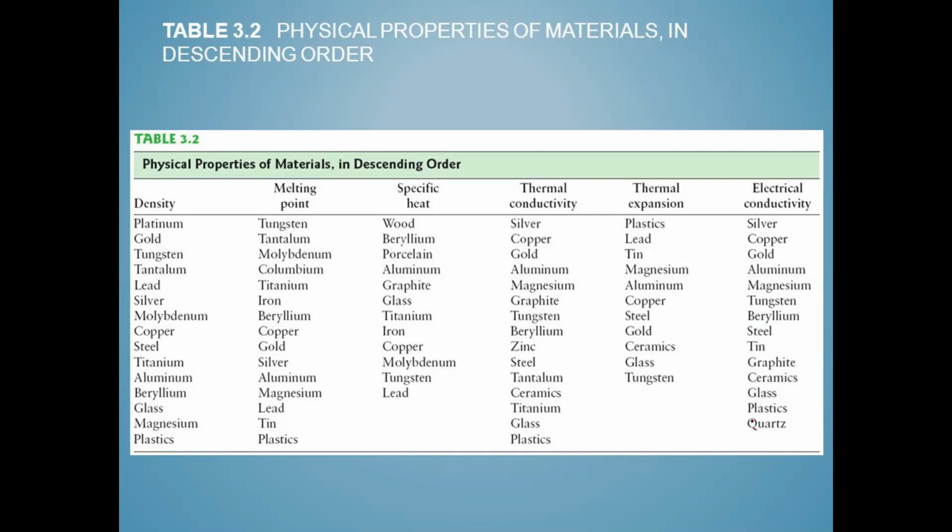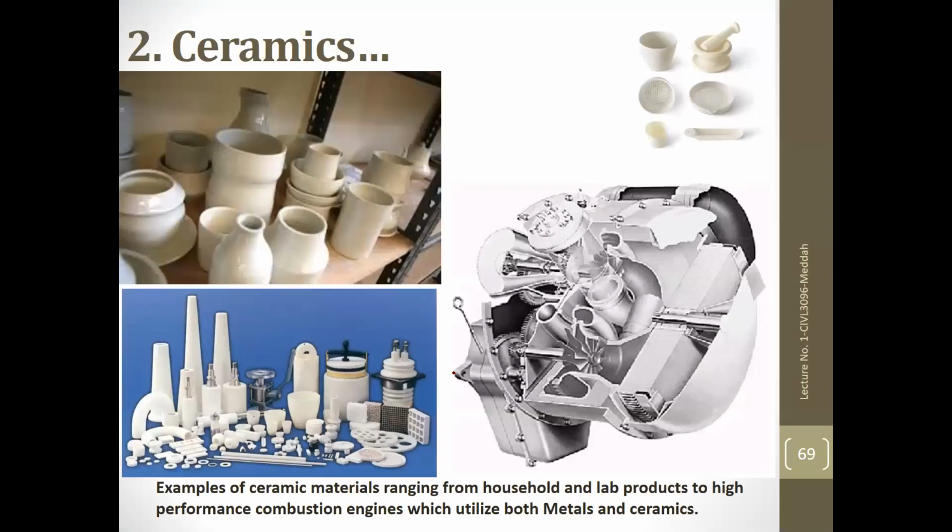And then you come to the bottom of the list here. Plastic, quartz, glass, ceramics have the lowest electrical conductivity, because they are not supposed to conduct electricity. So this is just a very brief overview about the properties of materials and how materials are classified.